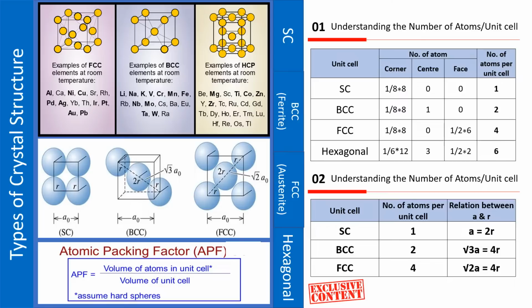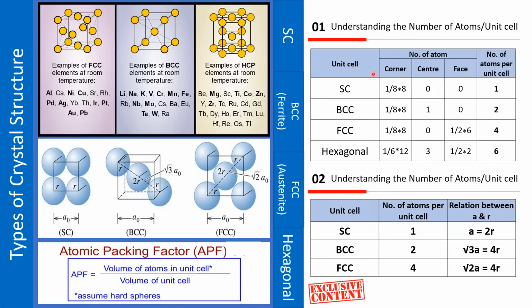FCC is just a face centered cubic where we have atoms at the corners along with an atom at the center of each face. So we call it a face centered cubic cell. In BCC we have an additional atom at the center of the cube. We have atoms at the corners and an atom at the center also. In simple cubic we don't have any atom at the face center or at the body center. Simple cubic is just a pattern of atoms at the corners.